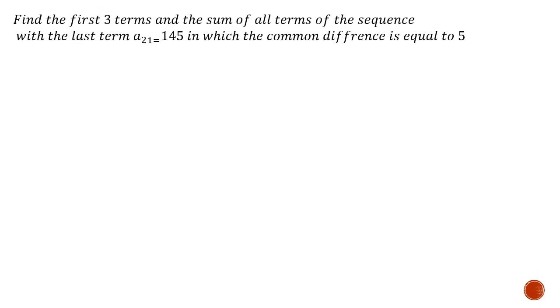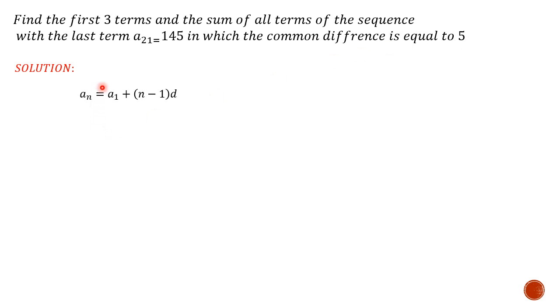So, our last example for arithmetic sequence. Find the first three terms and the sum of all terms of the sequence with the last term a sub 21 is equal to 145 in which the common difference is equal to 5. So, for the solution, dito sinabi na pinapahanap sa atin yung first three terms which is yung a sub 1, a sub 2, and a sub 3 and yung sum of all terms na kung saan yung last term natin, a sub 21 is equal siya sa 145 na may common difference tayo na 5.